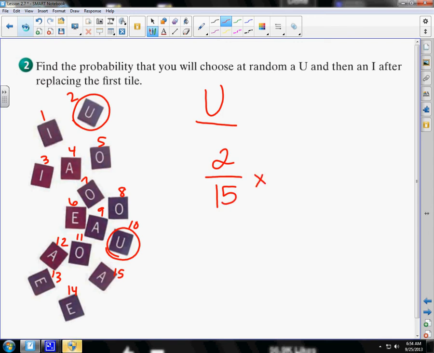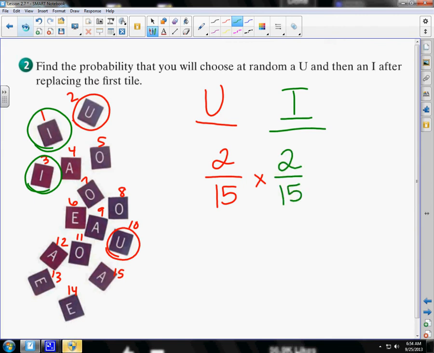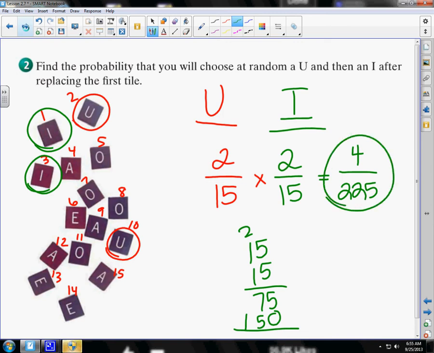And I'm going to times that by picking out an I. I've already put the U back, so I still have 15 tiles. Now I want an I, which there are 2, so that would be 2 out of 15. And then I multiply these together. So 2 times 2 is 4. I don't know what 15 times 15 is off the top of my head. 225. So 4 over 225.